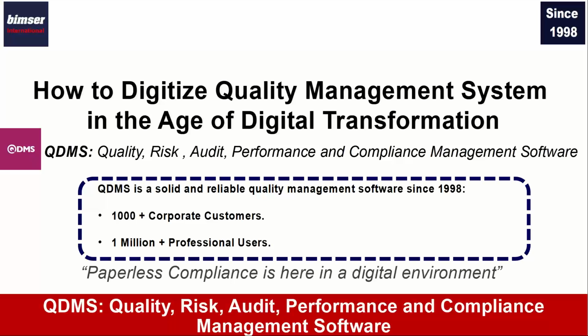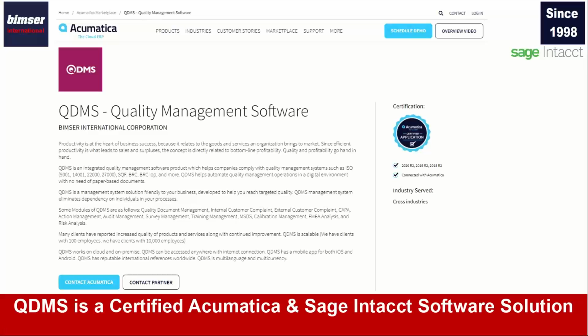Let's talk about QDMS a little bit. QDMS has been in the market since 1998, and we have more than 1,000 corporate clients using QDMS on a daily basis with more than 1 million professional users. So it's a mature system, it is scalable, and it's reliable. It is also certified by different ERP software systems, for example, Sage Intacct certified QDMS and listed it in the Sage Intacct Marketplace, as well as Acumatica ERP system also certified QDMS and listed it in its marketplace, as seen in the slide.